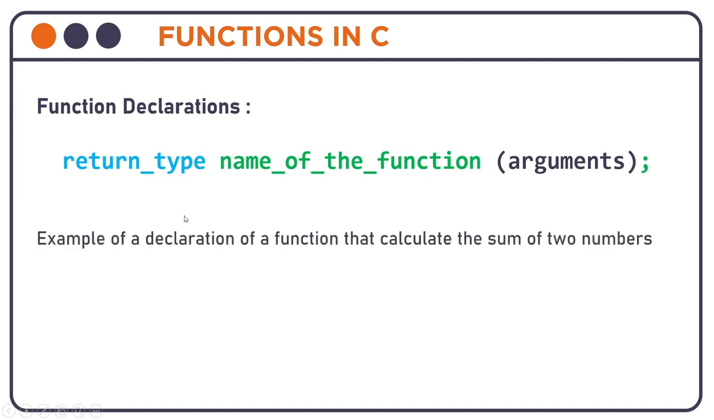For example, to declare a function that calculates the sum of two numbers, we have to define the return type, which is integer, then the name of the function, then the arguments. To calculate the sum of two numbers, we need those two numbers, so we pass them as arguments to the function. The first argument is integer and the second is integer also. Here we have the type of each argument, then the name. The name is not mandatory; we can just specify integer. So this is how we declare a function.